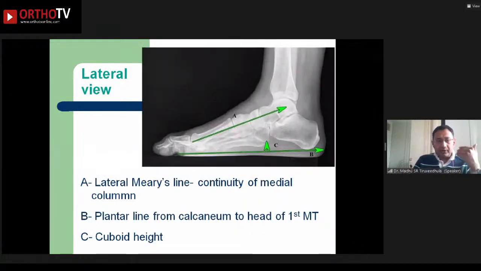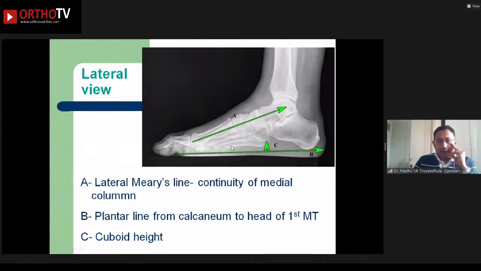And on the lateral view, we also look at what you call a lateral Meary's line or angle, which is a straight line across the first metatarsal to the talar body and neck. If there's a break in that Meary's line, we can say that the middle column is broken. But the most important thing is something called cuboid height.